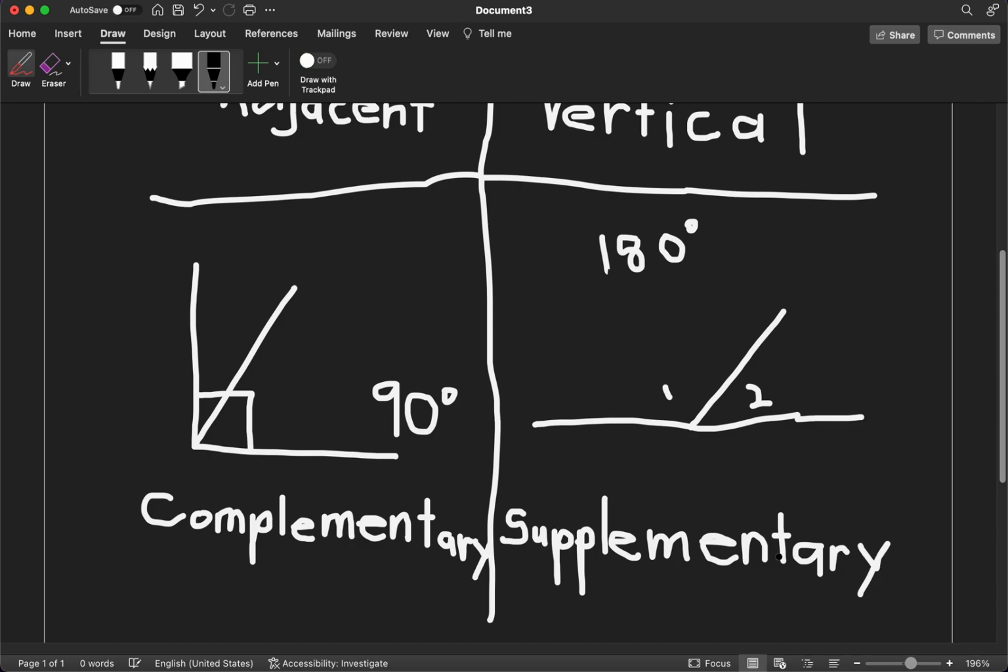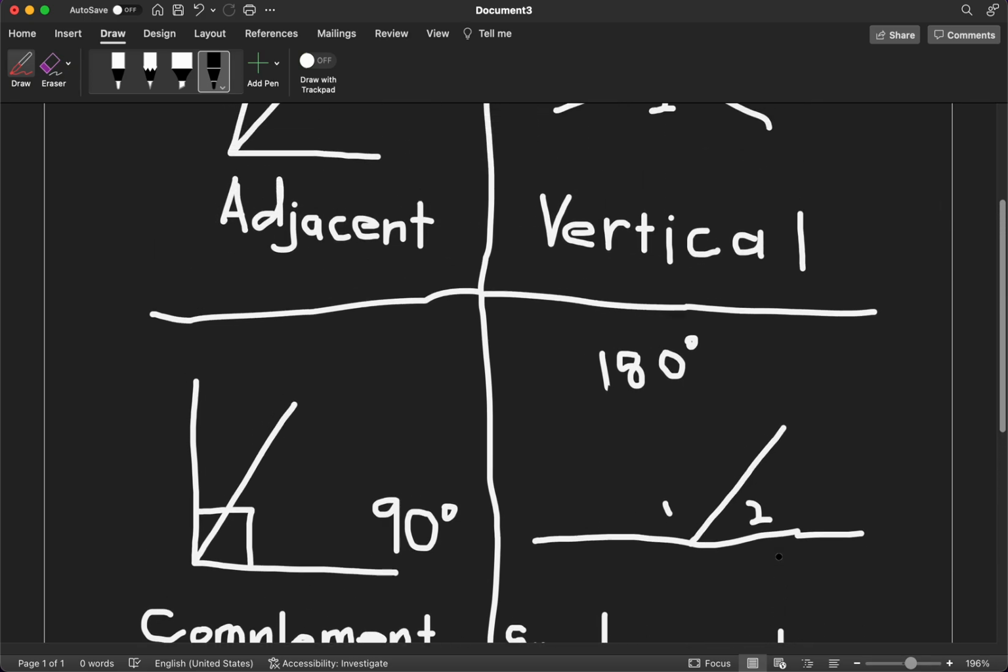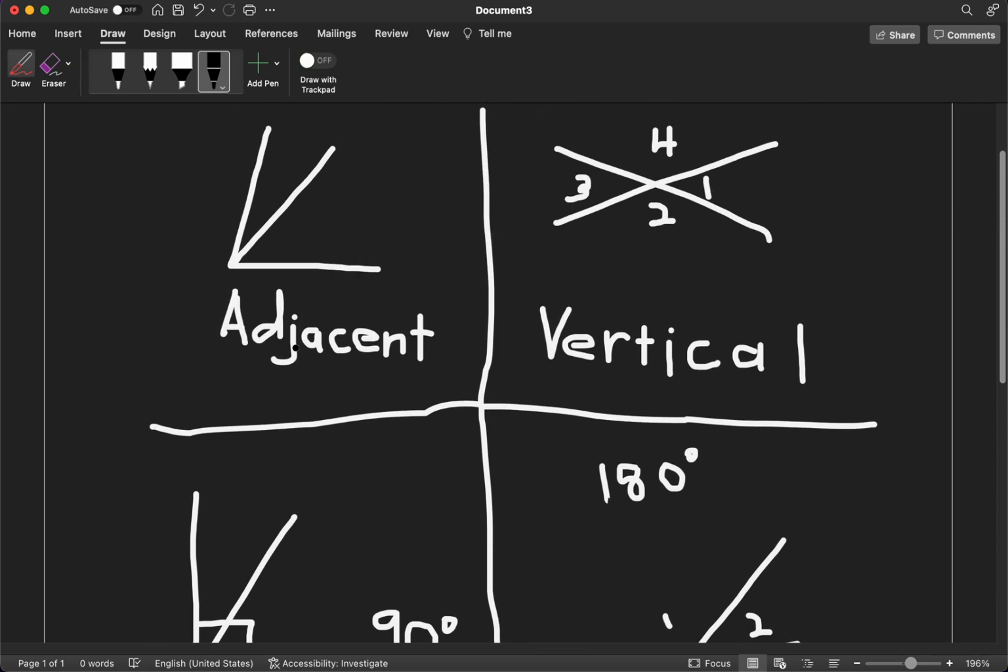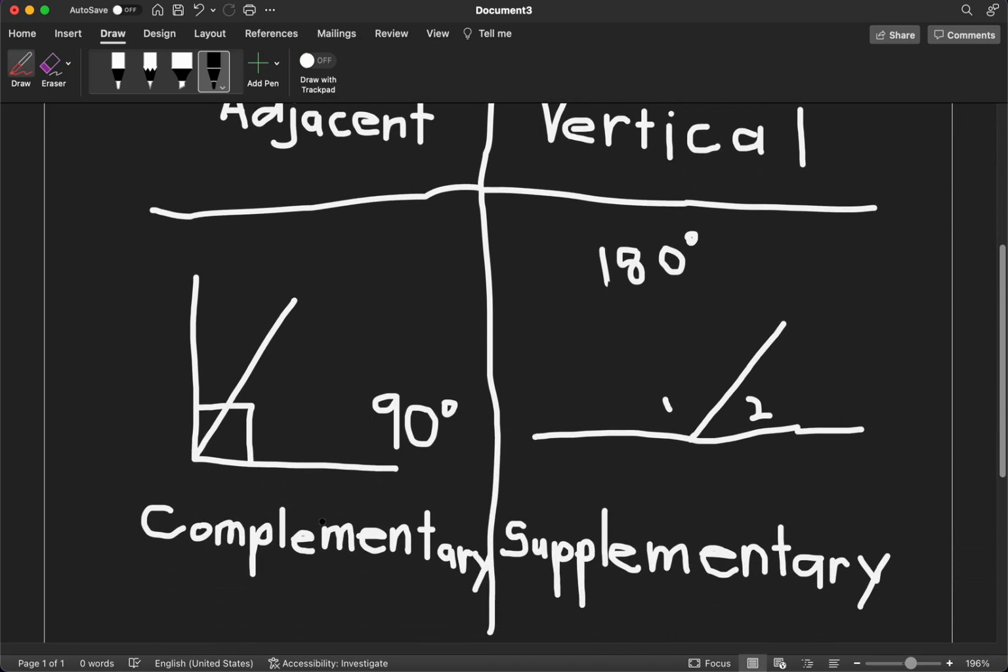All right. So now we have 4 kinds of angles to learn today. We have adjacent, 2 angles that are next to each other, vertical, angles that are opposite each other, complementary, angles that add up to be 90 degrees, and supplementary angles, angles that add up to be 180 degrees.